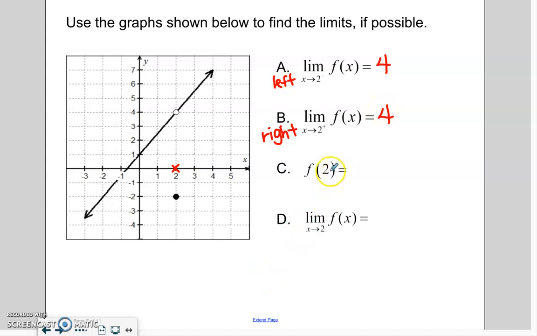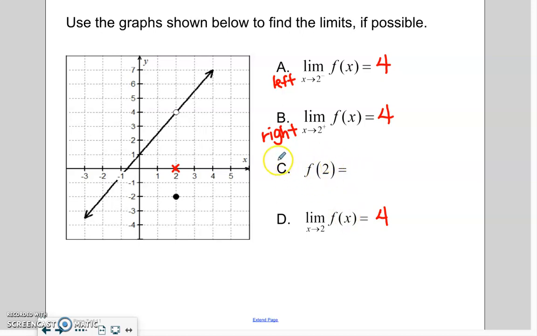Okay, and then let's skip C for a second. Let's go to D. So D says just approach 2. It doesn't have a directional component. So you would be coming in from both directions and say if I come in from this direction and I come in from this direction, do they meet up? They do meet up at 4. So your limit would be 4.